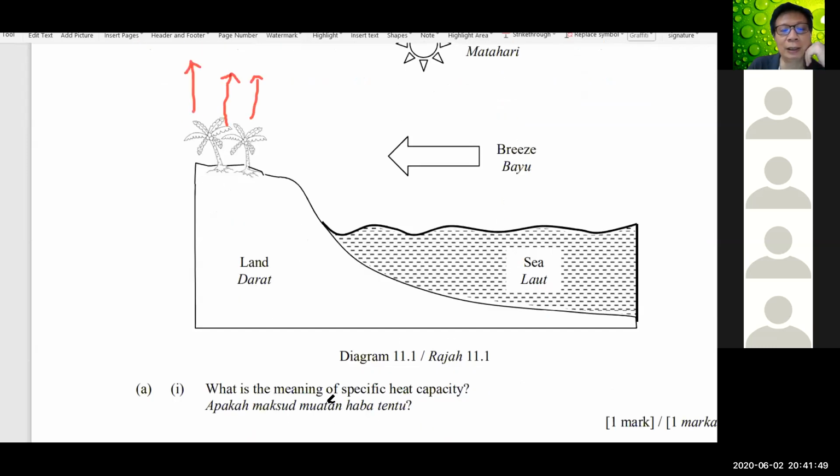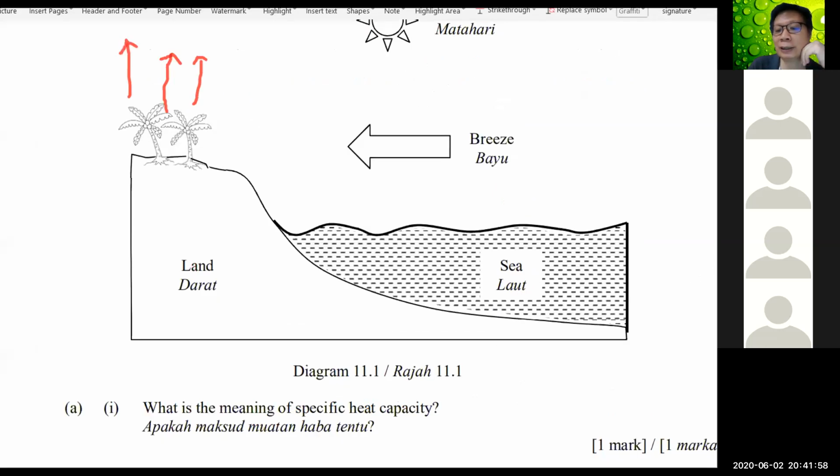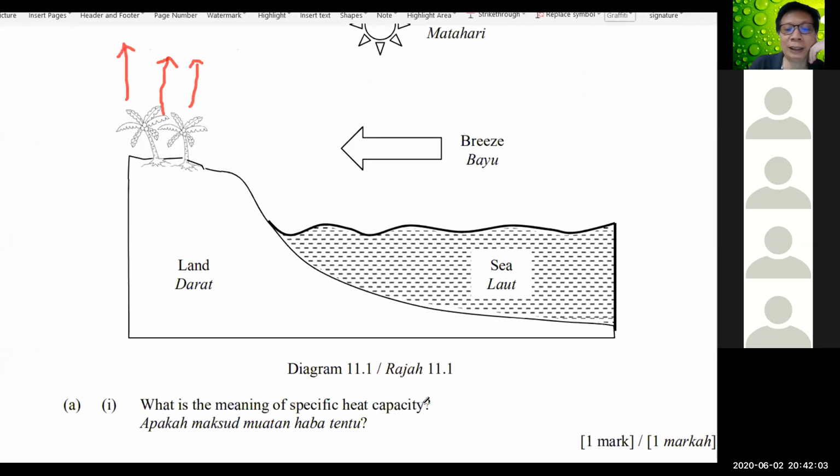The first question. What is the meaning of specific heat capacity? Okay, you guys must know already. What is specific heat capacity? Must be ready to answer this question. What is specific heat capacity? What is the meaning?